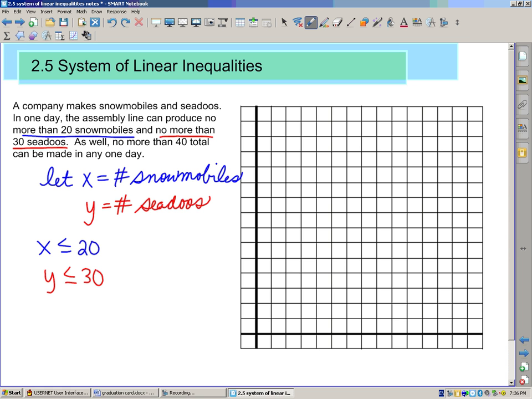And there's no more than 40 total. So that means the number of snowmobiles plus the number of sea-doos has to be less than or equal to 40. So we're going to have to look at how to graph these three lines.